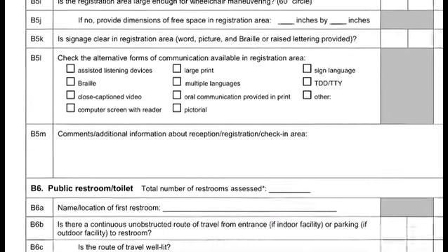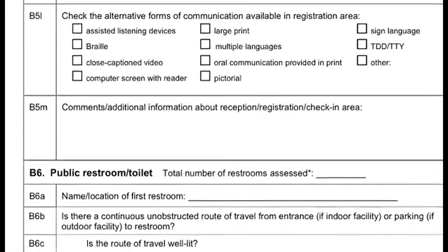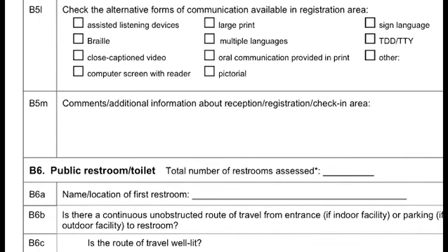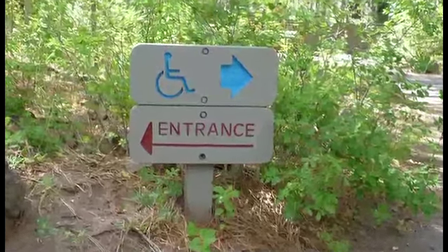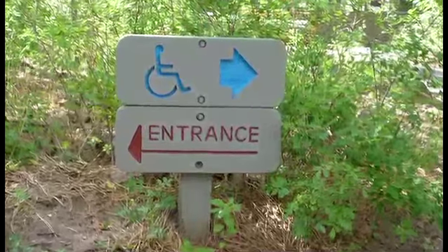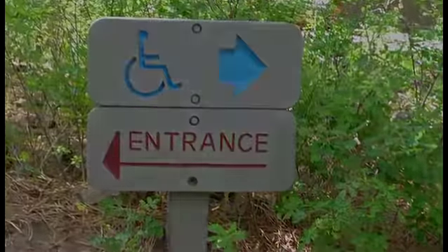Question B5M provides you with a comments box to add any additional information that you feel would be important for someone to know about the reception area. For example, if the registration area is difficult to locate from an accessible entrance, you might want to include how a person would find the registration area in the comments box.